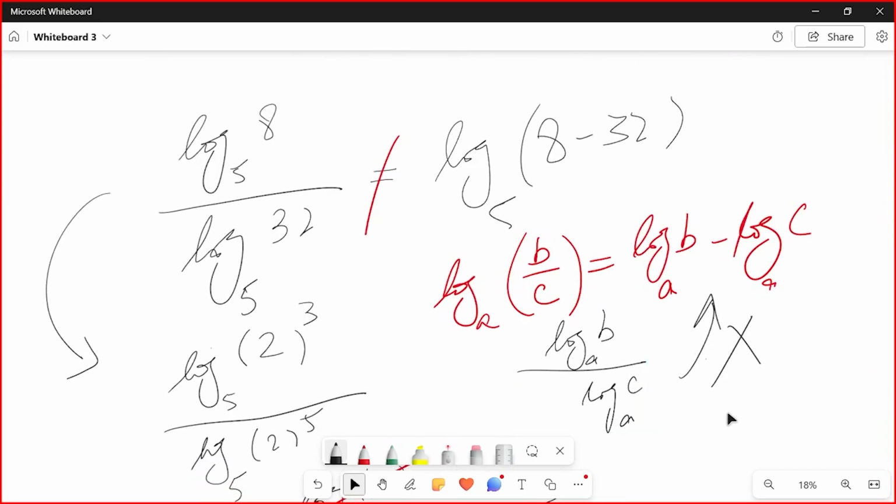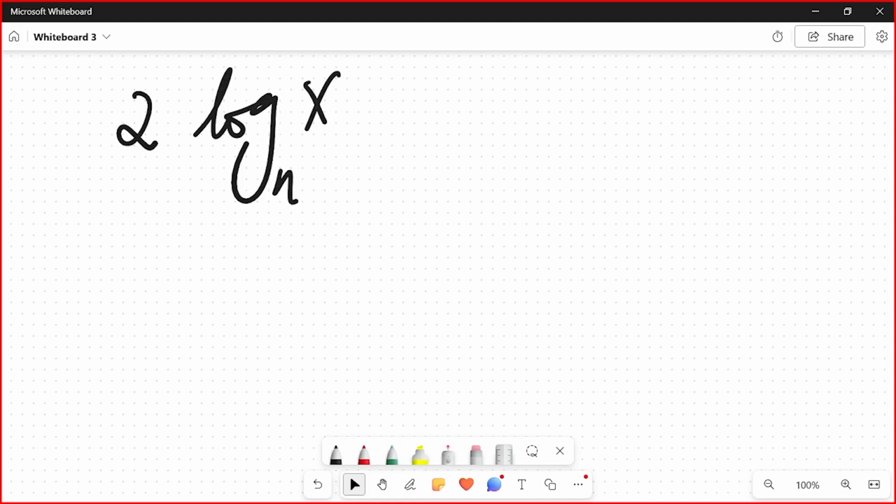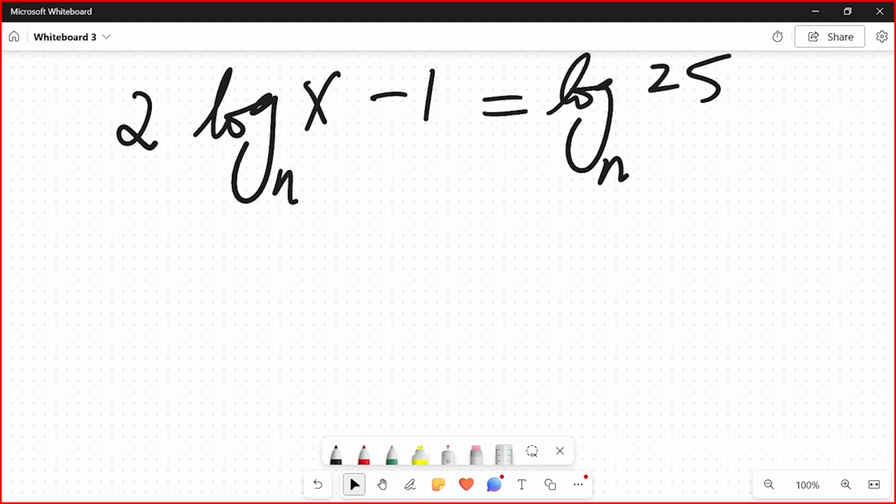So log of a number divided by log of another number is not equal to log of the difference of those two numbers. It's not. The next question says 2 log of x to the base n minus 1 is equal to log of 25 to the base n. We want to find x in terms of n.